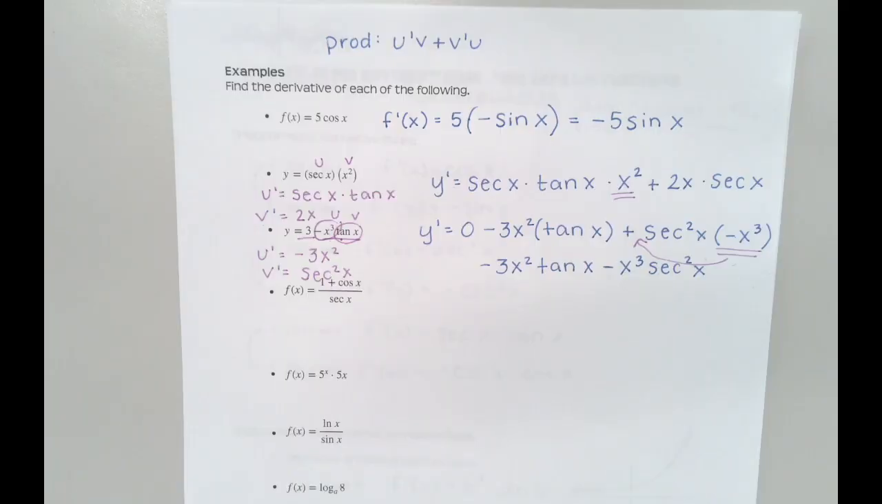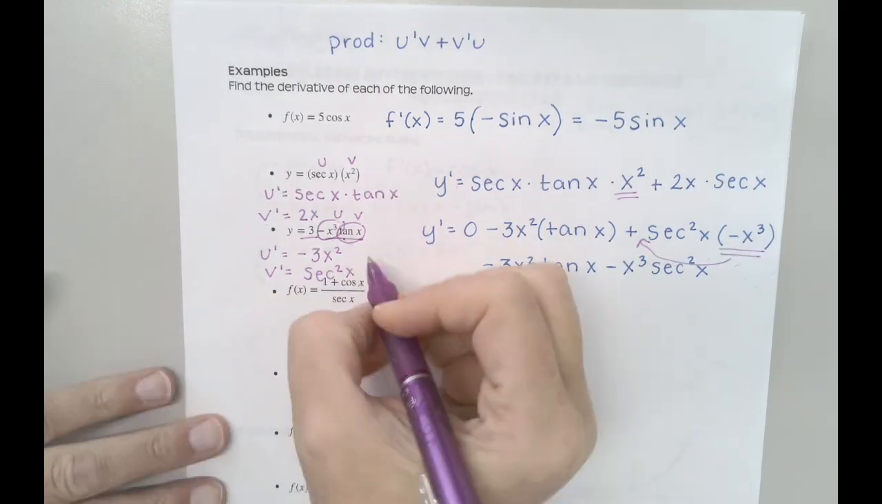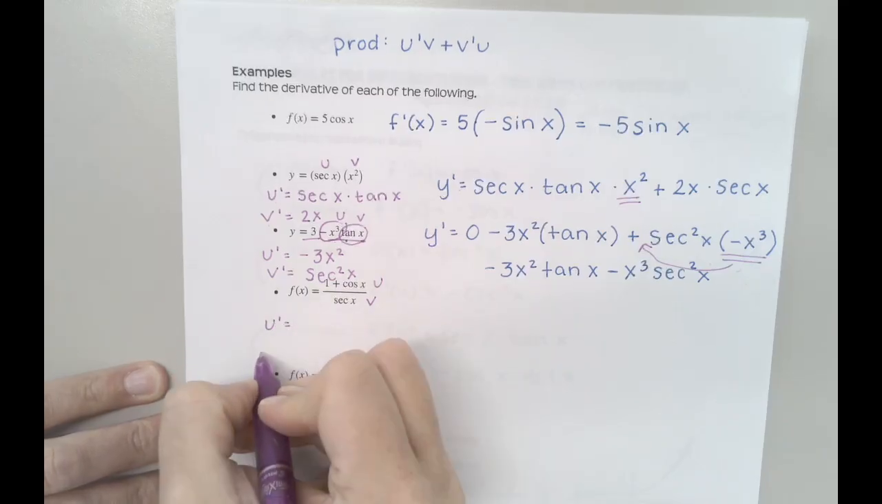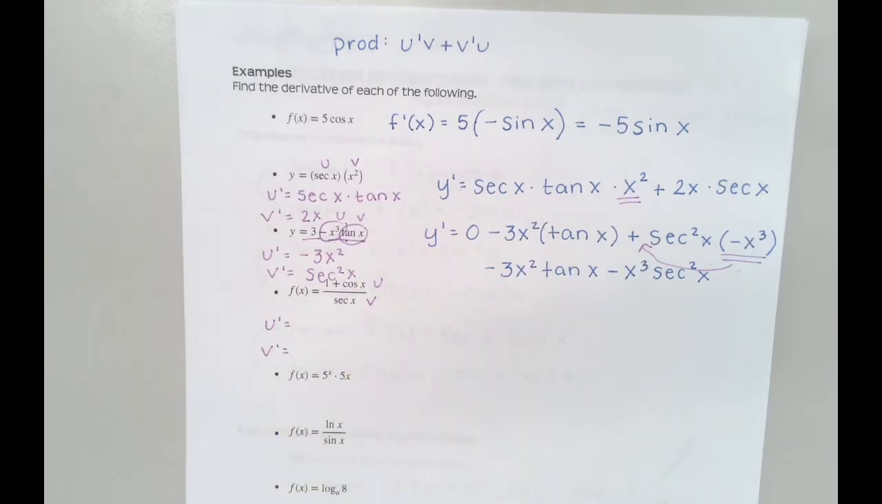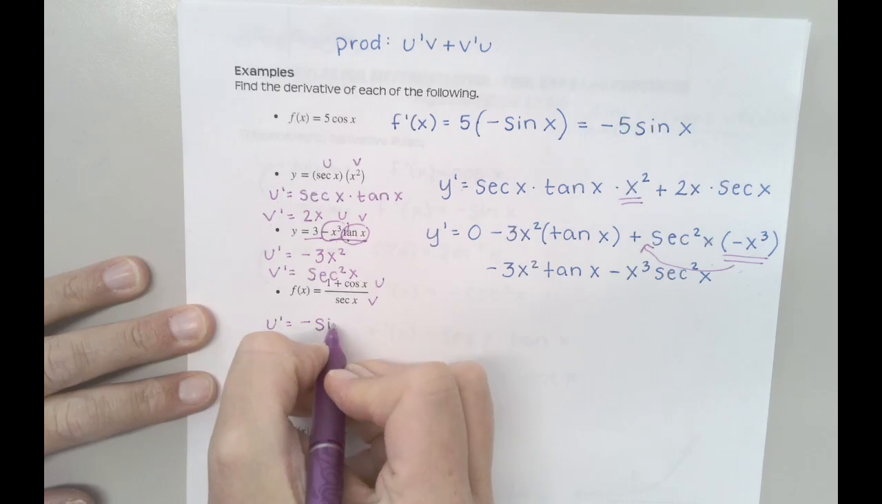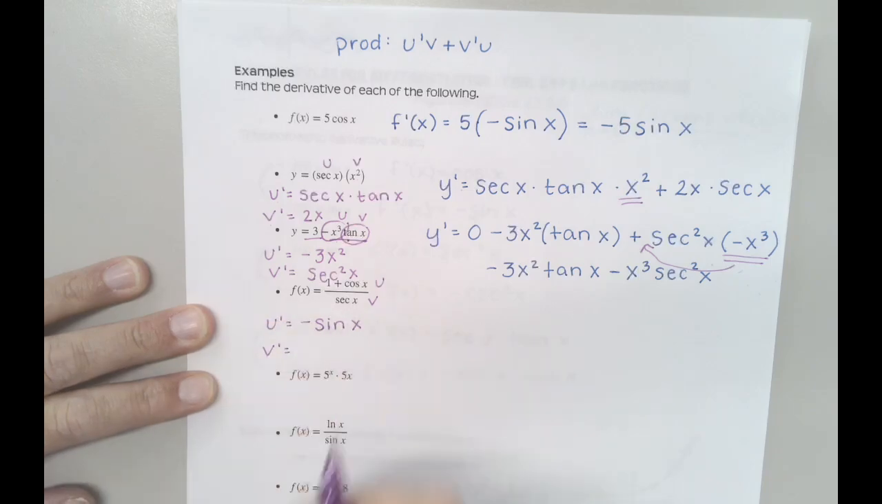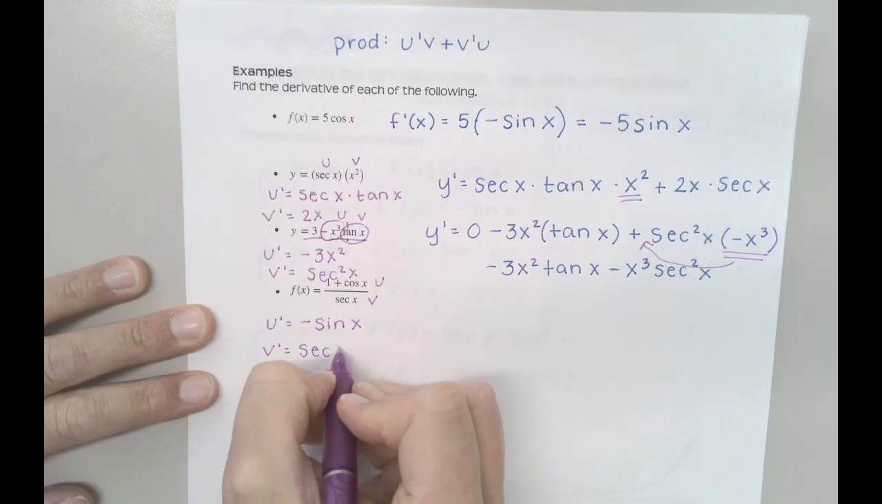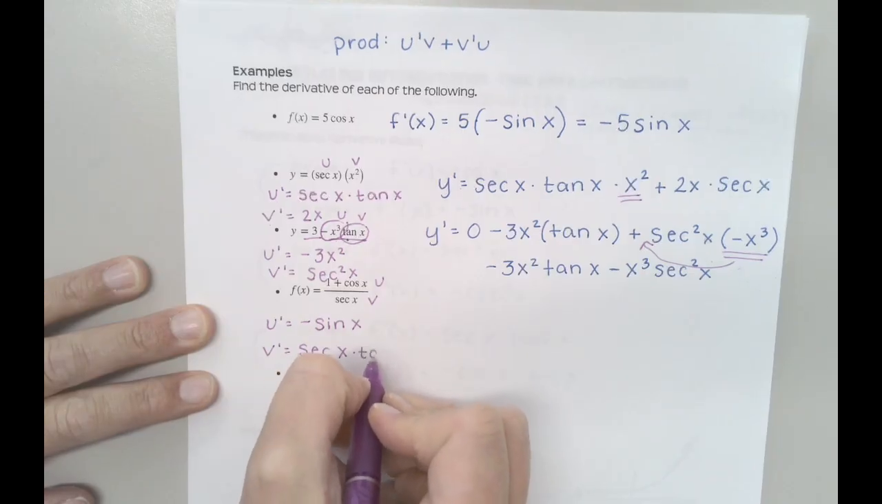Okay. Next one's going to require some quotient rule. So be always on the lookout for those products and quotients, right? This is my u, this is my v. So we need to think about u prime, v prime. Derivative of 1 plus cosine. Well, the 1 we don't really care about. The derivative of cosine is negative sine. And then derivative of secant is secant tangent. Don't forget your x's.